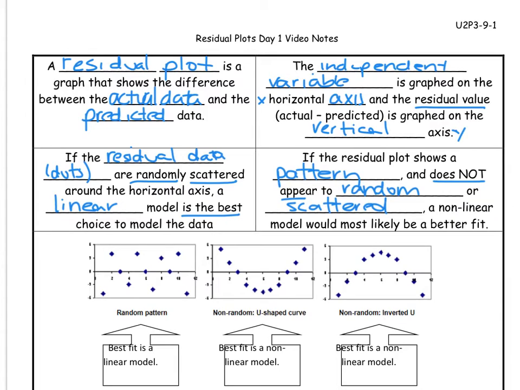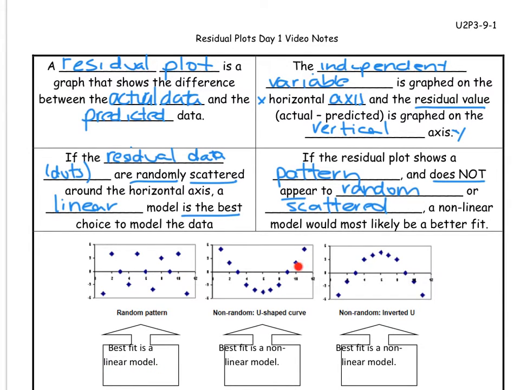So let's take a look at these graphs down here. This is a random pattern, kind of like when we were doing correlation, looks like no correlation. This random pattern is what we want to see when we're making a residual plot. And that means that our line of best fit, our correlation coefficient, all of that information tells us that a linear model, or a straight line, is the best fit for that data.